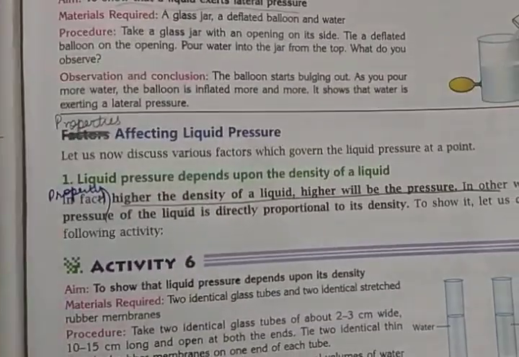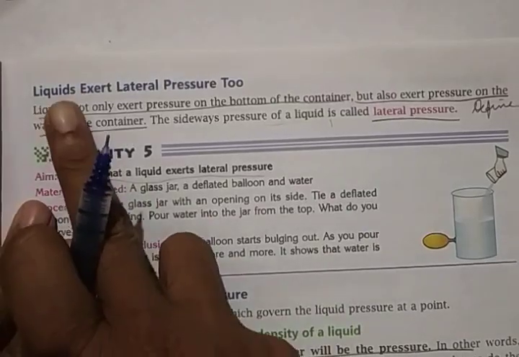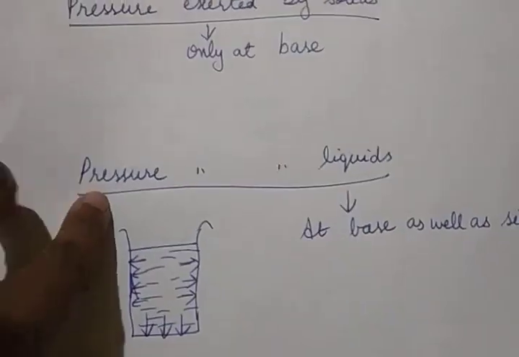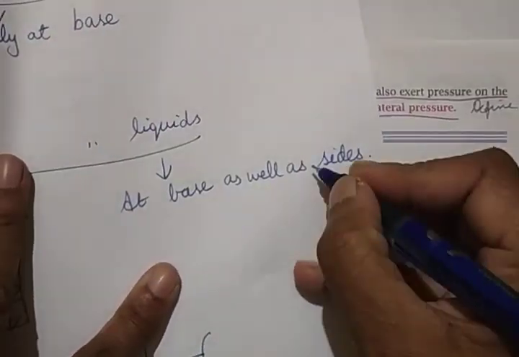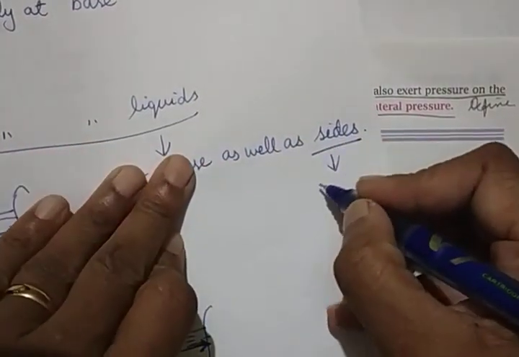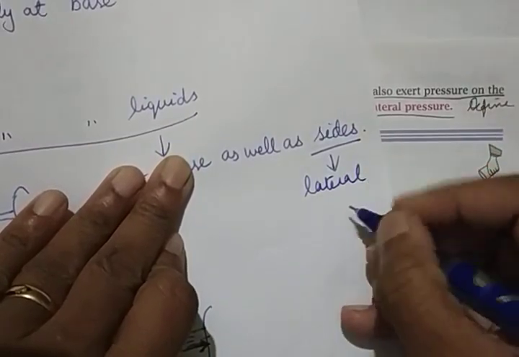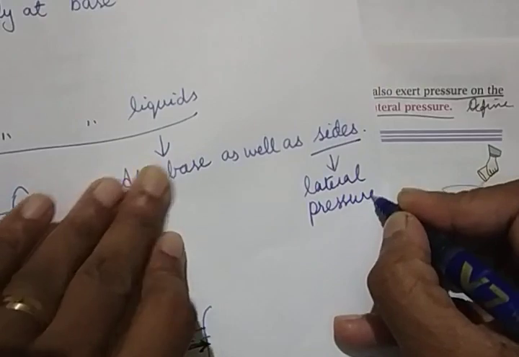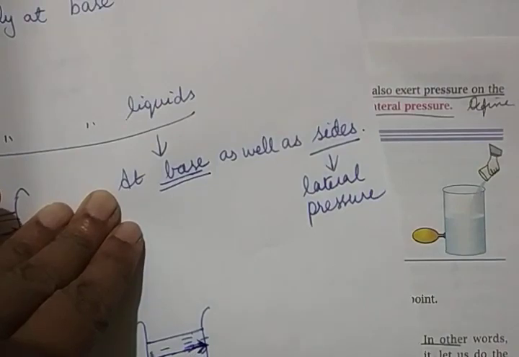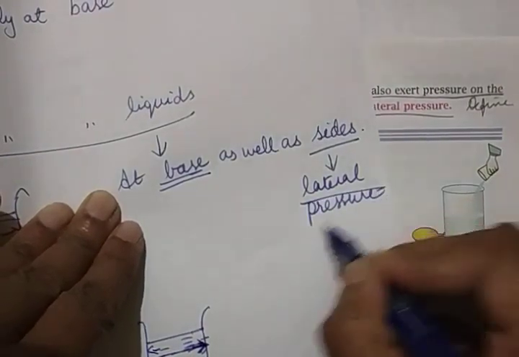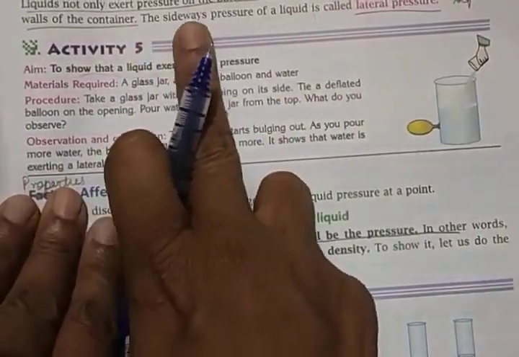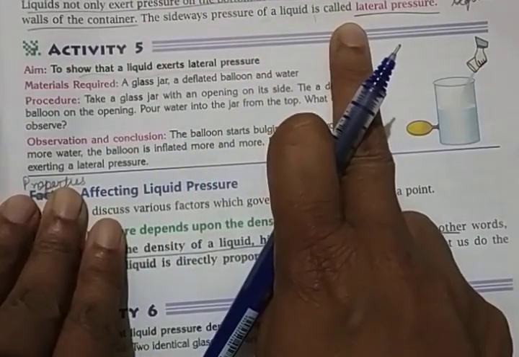Now, the next thing you should know is that liquid exerts lateral pressure too. As I told you, liquid can exert pressure at the sides as well. The pressure exerted by liquid on the sides is called lateral pressure. This is pressure at base, the pressure exerted at the base. Whereas the pressure exerted at the sides is given a special name called lateral pressure. Remember that. If they ask you to define lateral pressure, the sideways pressure of a liquid is called lateral pressure.